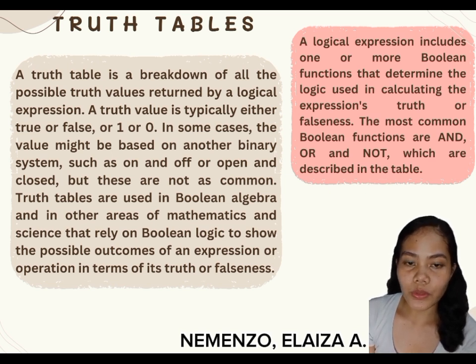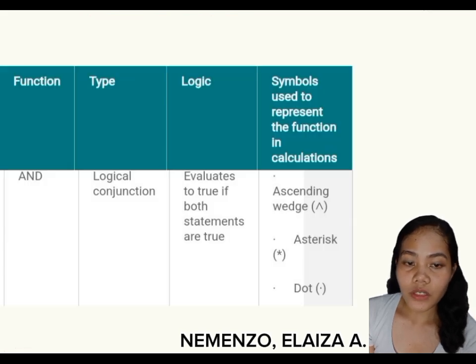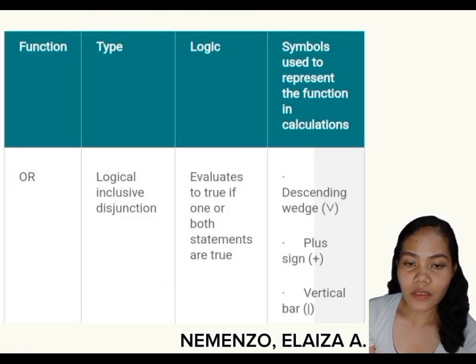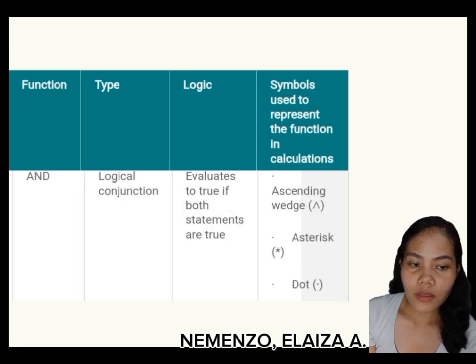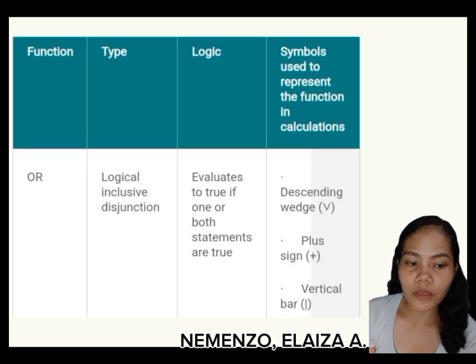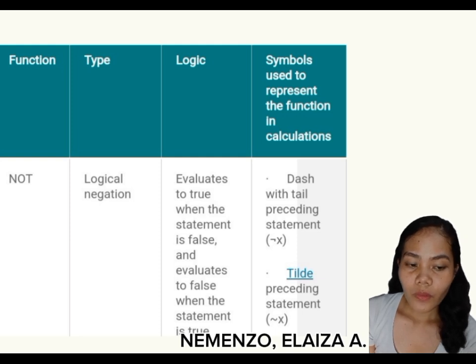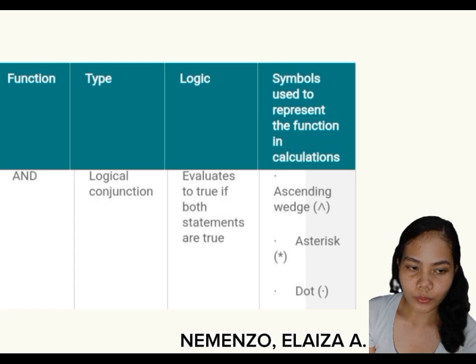A logical expression includes one or more Boolean functions that determine the logic used in calculating the expression's truth or falseness. The most common Boolean functions are and, or, and not, which are described in the table. Type: logical conjunction, logical inclusive disjunction, logical negation. Logic evaluates to true if both statements are true. Evaluates to true if one or both statements are true. Evaluates to true when the statement is false and evaluates to false when the statement is true.